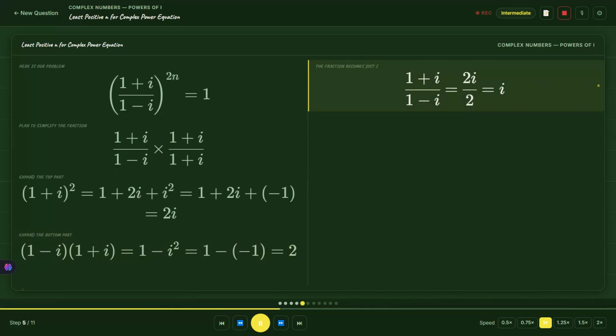Now put the top and bottom together. 2i split into 2 equal parts is just i. Wow, that big fraction was hiding a tiny little i inside.